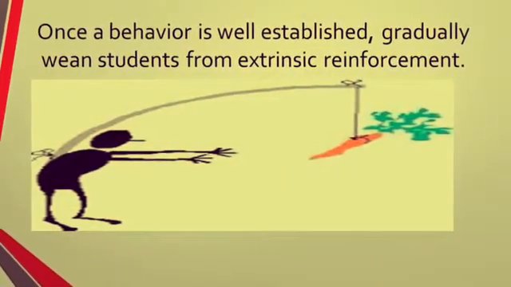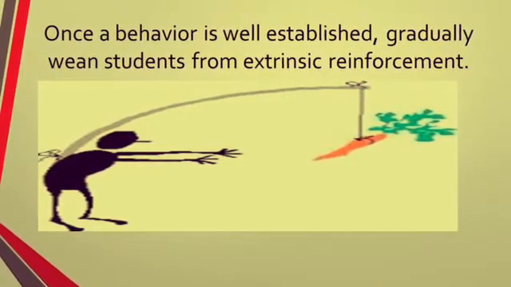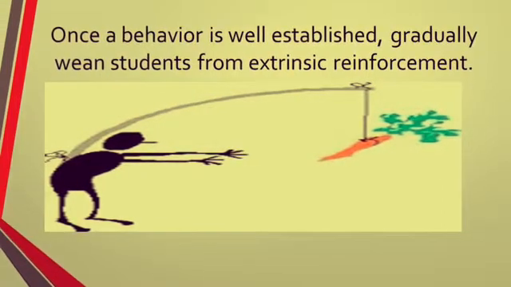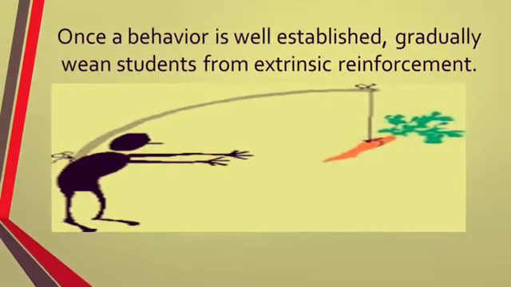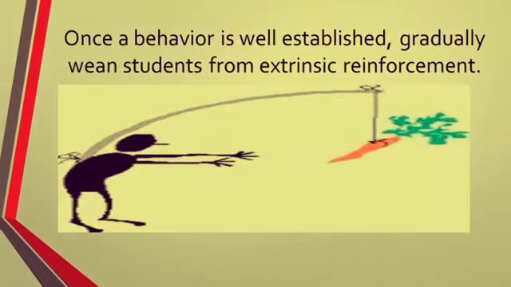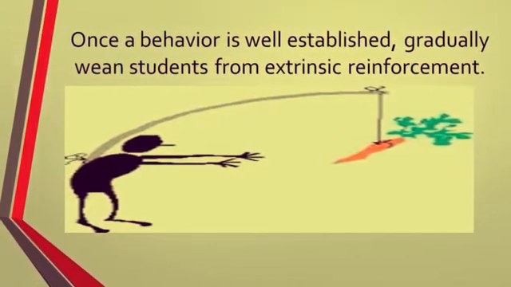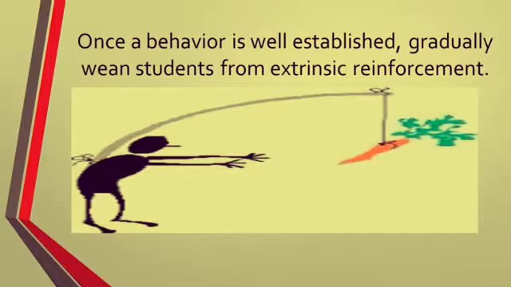Step 9 is, once the behavior is accomplished, it is best to wean students from extrinsic reinforcement. Once the student or students have achieved the desired behavior, it is best to slowly pull away from extrinsic reinforcement.